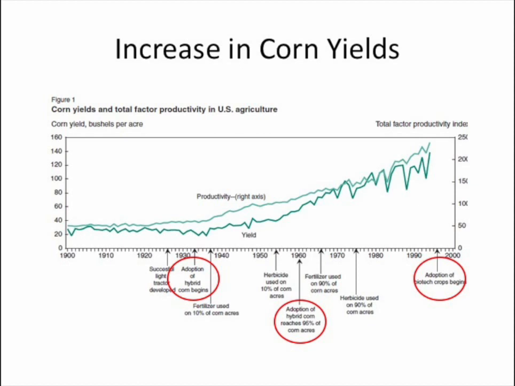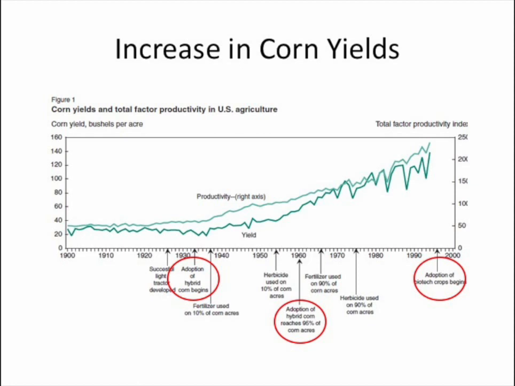Adoption of hybrids. Adoption of hybrid corn reaches 95% of the corn acres. So we saw the introduction of hybrid seed corn back in the 1930s. By 1960, a relatively short period, we saw 95% of the acres using hybrid seed corn. And then another one you see towards the end is the adoption of biotech crops began. Note that by this time we have over 90% of the corn acres in the United States using biotech crops. I circled those three because those three are linked to the seed industry.